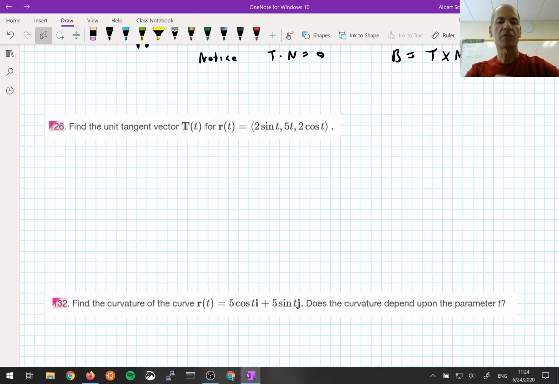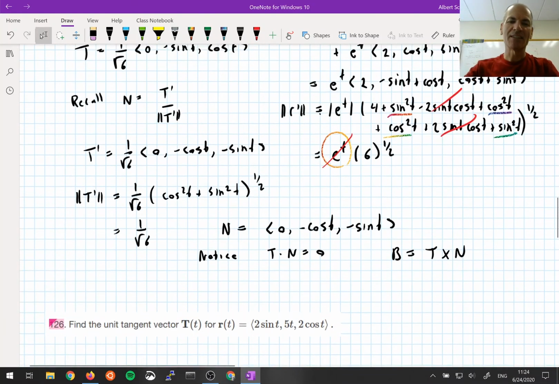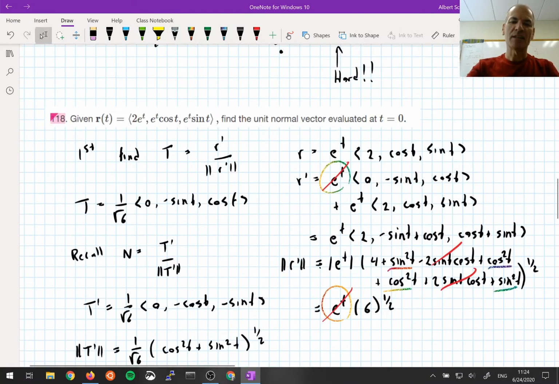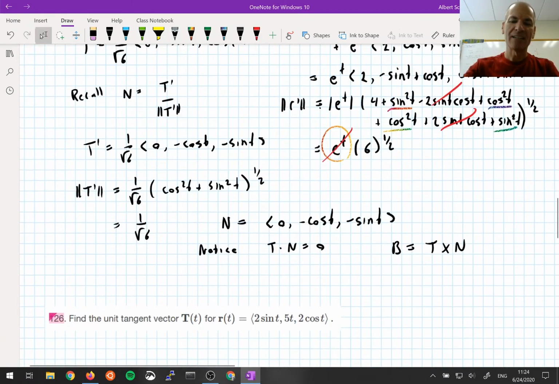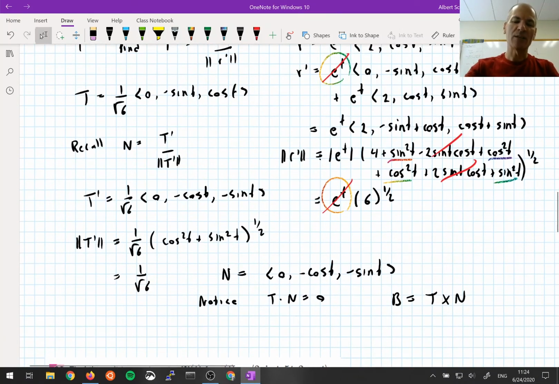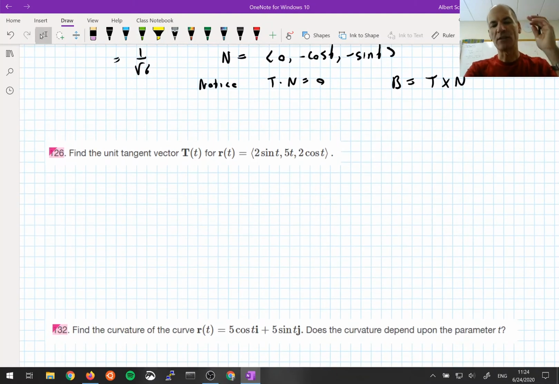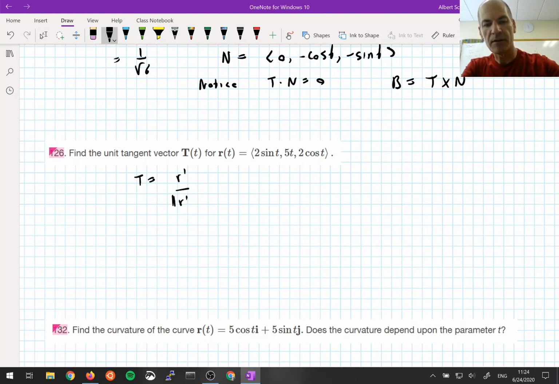All right, problem 126. I don't know why these are kind of reversed, actually, because here we're asked to find the unit normal vector, and along the way we had to find the unit tangent vector. Here we're just asked to find the unit tangent vector. Mostly I just want to do this to give us some practice for finding T. All right, so T here, recall that T is r prime over the magnitude of r prime, so we've got to start computing all the bits.